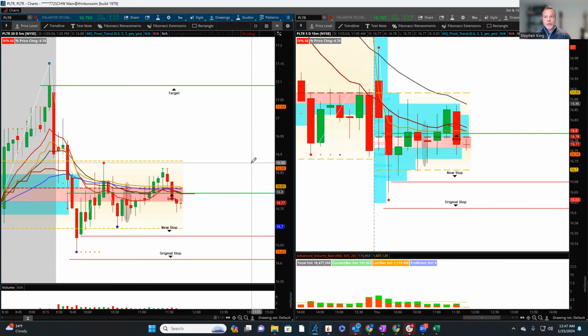So let's talk about my new if-then statement that I've developed. So now I've created a new if-then for moving my stop. And that is if price closes above this level, then I will move my stop below this candle. So I like this candle. It clearly shows signs of buying pressure. Doesn't mean that price is going to go up, right? Nothing's guaranteed, but I do like the fact that there was some buying pressure here. And if price can get back above this level, then I can move my stop below this.